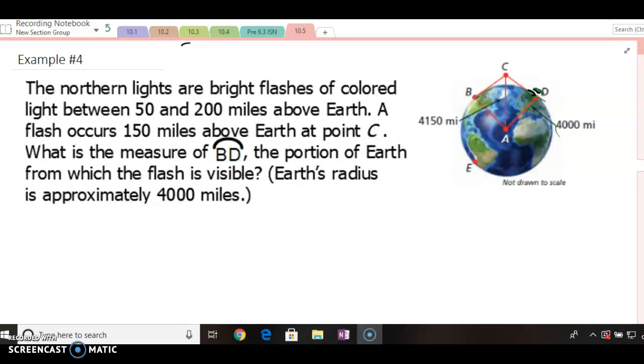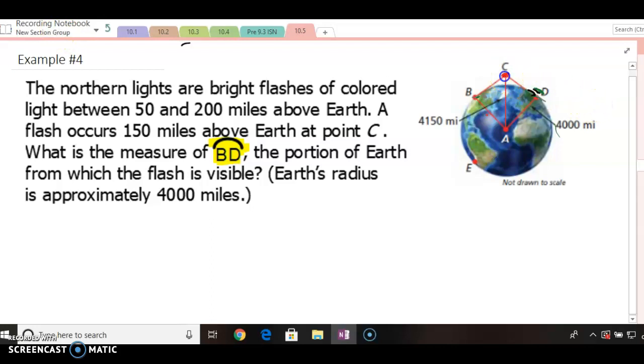All right, let's look at example 4. Now, there will be a question similar to this on the test, so make sure you understand it. Highlight this, star it, do something to allow yourself to come back to this as we study for the test next week. I believe my notes for some reason had this missing, so go ahead and add that in. It says the northern lights are bright flashes of colored light between 50 and 200 miles above the Earth. A flash occurs 150 miles above Earth at point C.